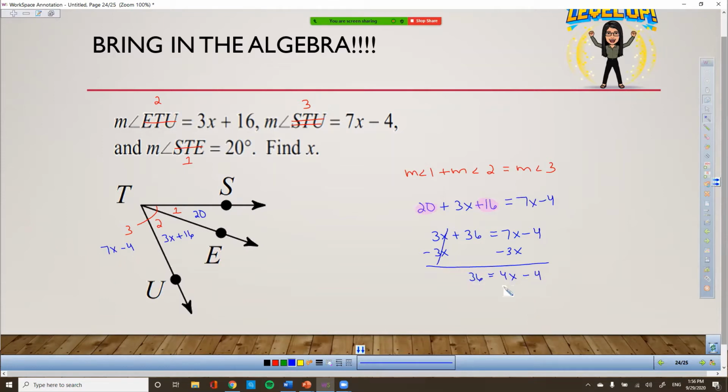Now I'm left to collect numbers with numbers, but since 36 is already by itself, the only thing I can move is the negative 4 to the opposite side. So opposite sign, plus 4, plus 4. Then I'm left with 40 equals 4x.